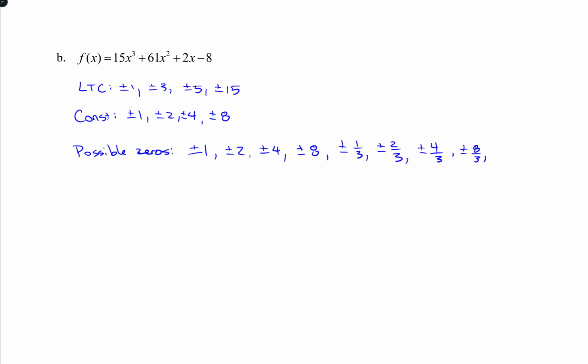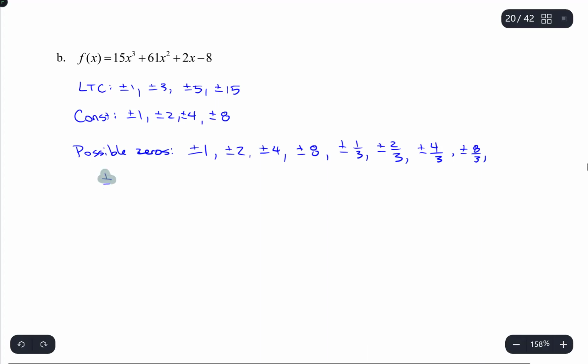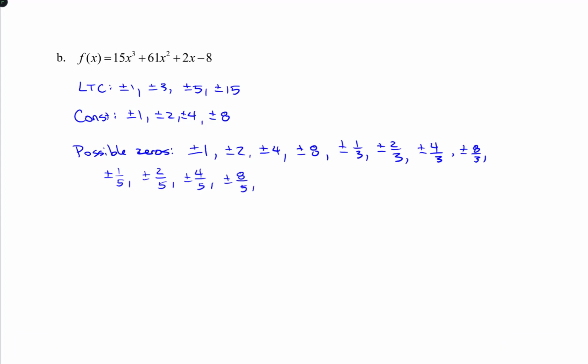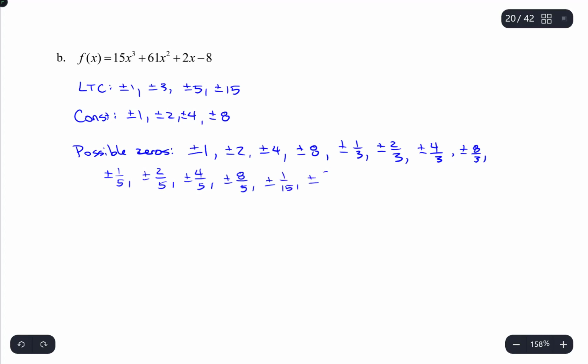Okay, now we go on to the denominator of 5. So 1/5. 2/5. 4/5. And 8/5. And the denominator of 15 could be 1/15, 2/15, 4/15, and 8/15. And that would be the entire list of possible values.